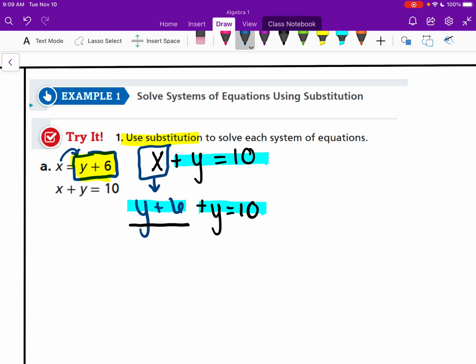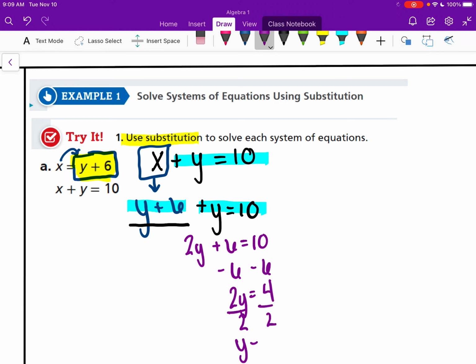If we do so, we have y plus 6 plus y equals 10. That means there's two y's. We can combine those like terms, plus 6 equals 10. If we solve that equation, we end up with 2y equals 4. If we divide by 2, we have now found that our y value equals 2.